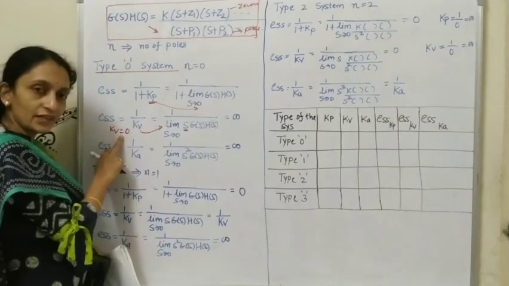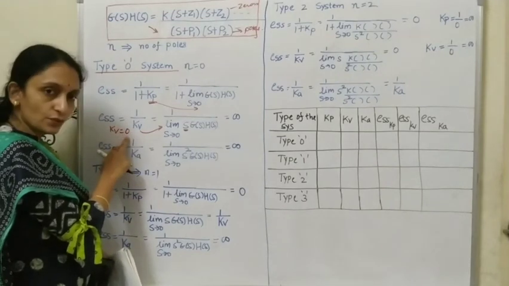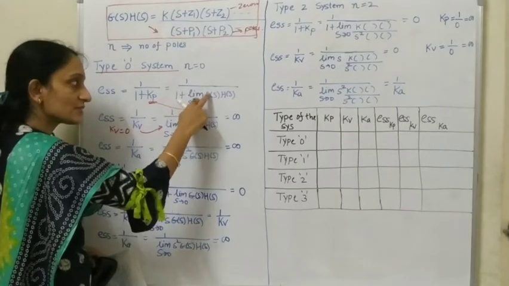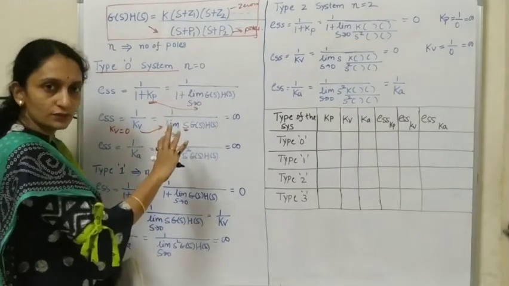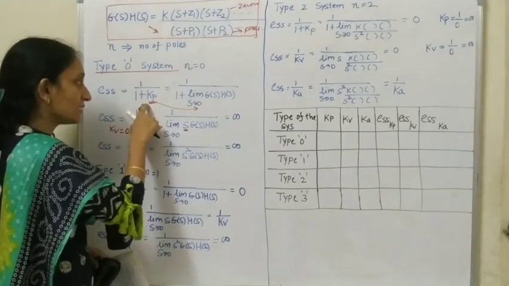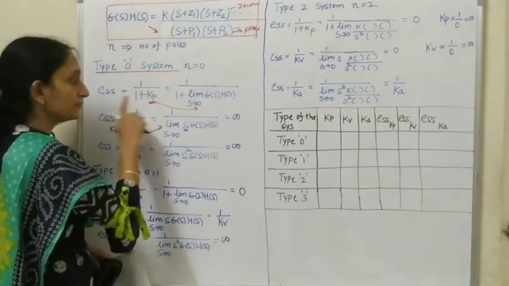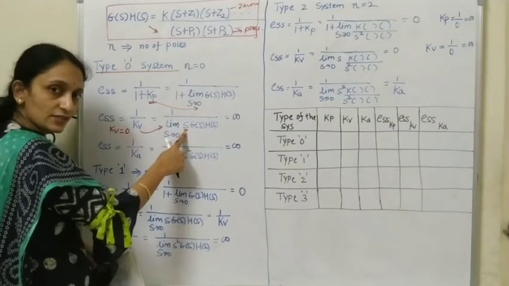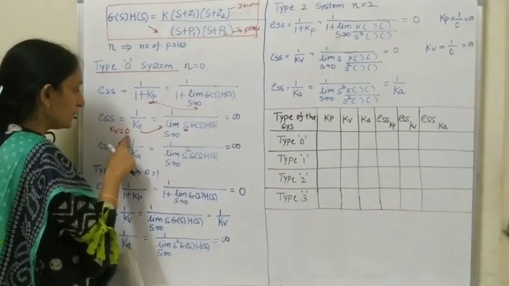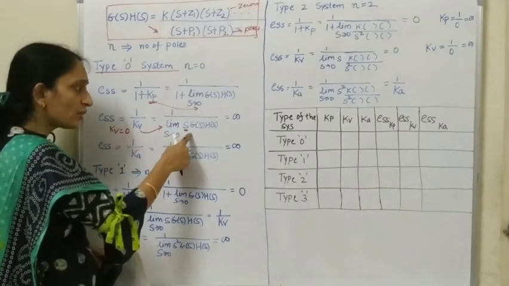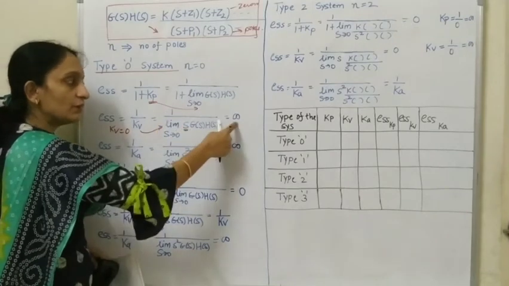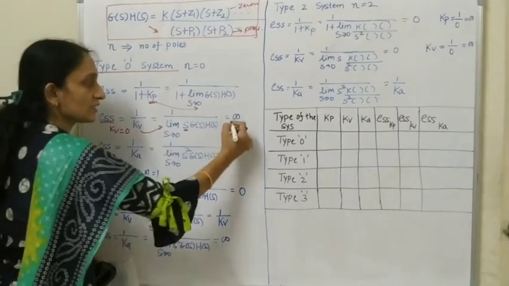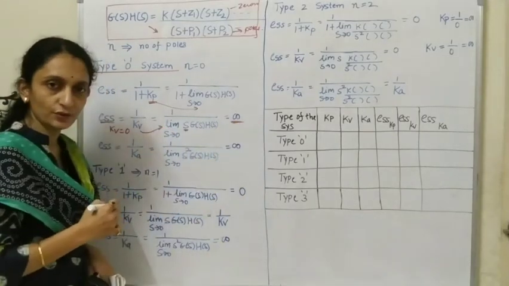So what value of Kv will you get? Kv will be 0. Okay, here Kp is as it is with the formula we have shown, and the steady state error is the same, 1 upon 1 plus Kp. Here, as the s term is there, after taking the limit we got Kv equal to 0, and look at this, 1 by 0 will be infinity. So the steady state error ESS here we are getting as infinity.